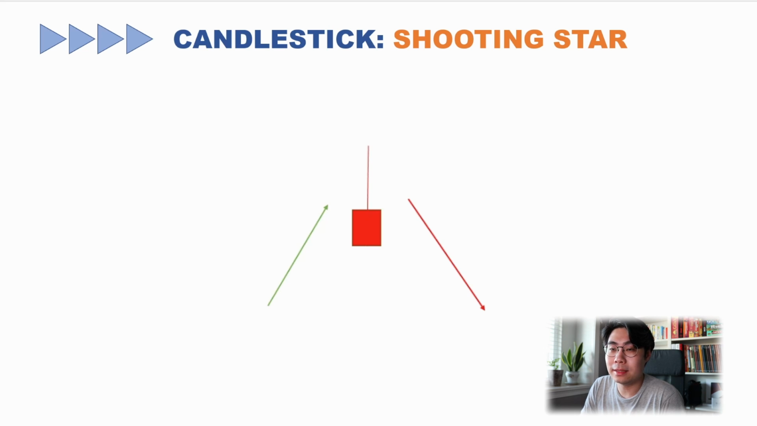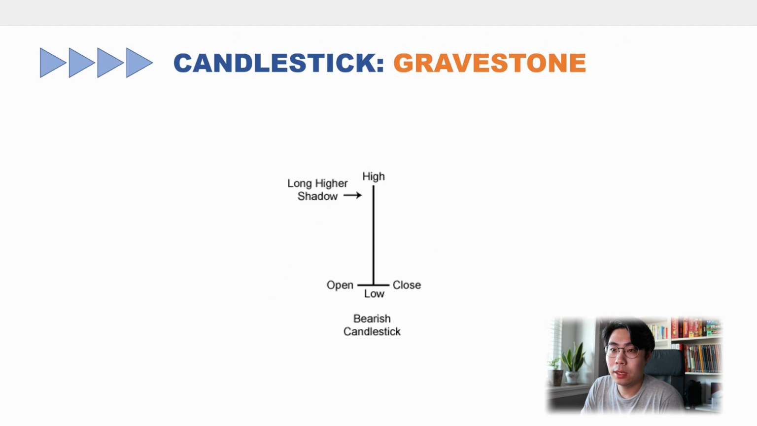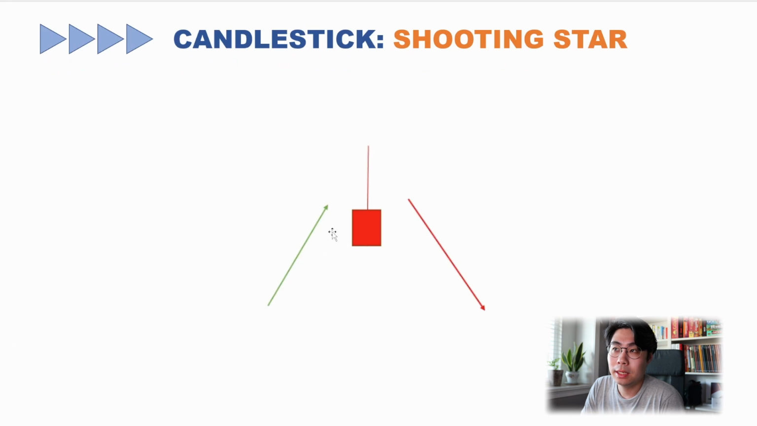What this means is it tells almost the same picture as the gravestone. For the gravestone, there were a lot of buyers at a certain point, but it got pushed back down at the end to cause the closing price to be the exact same or almost exact same as the opening price. In a shooting star, it's the same story. There were a lot of buyers at one point, but at the end of the day, the sellers came in and they were able to push the price back down. And in this case, it's actually lower than the opening price. So you have a lower closing price than an opening price. And that's why it's telling the same pattern, which is a bearish signal in this case.